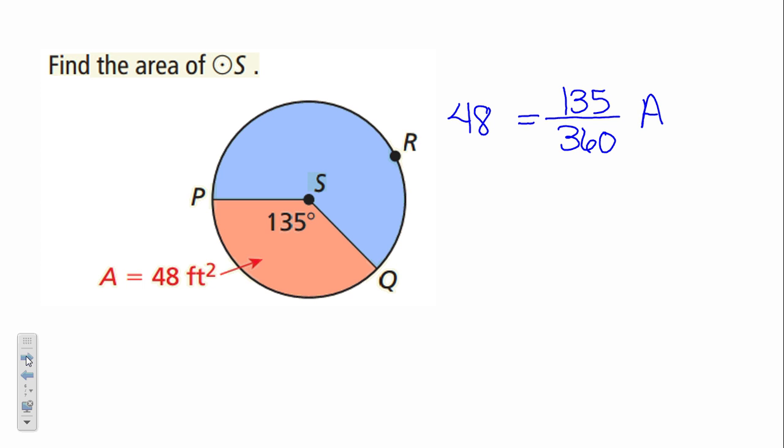You could also find, well, we wouldn't know it though, we don't know the radius. So you could work your way backward, find the radius, and then use that to find the area of the whole circle. Or we can take a shortcut and say, let's take 135 out of 360 times the area of the whole circle, and that would be the area of our orange piece.